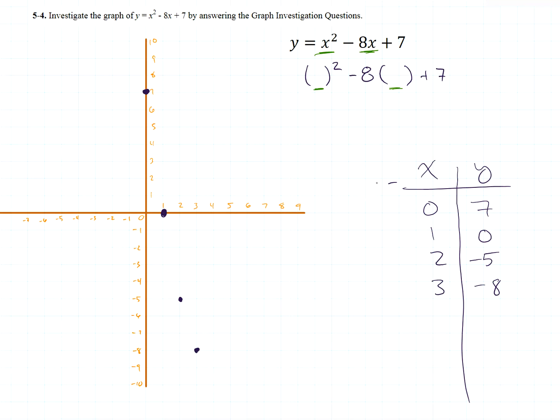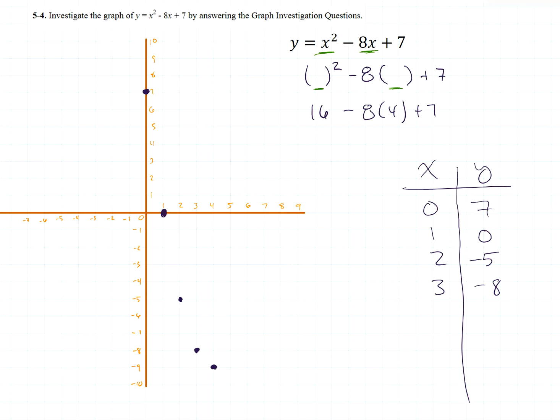So if I bring a 4 in and I square that, 4 squared is 16. And then negative 8 times 4. And I'm going to add to that 7. So 16 minus 32 plus 7 is negative 9. So at positive 4, I'm plotting the point here.